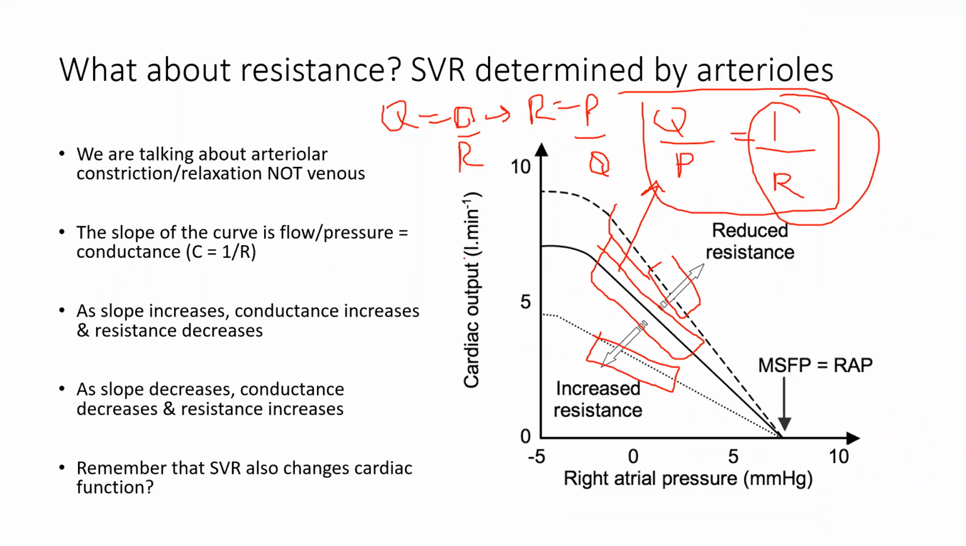So the output over the pressure is the conductance, which is inversely proportional to resistance. So if I increase the slope of the curve, I am increasing conductance. If I'm increasing conductance, I'm decreasing resistance. If I'm decreasing the slope of the curve, I'm decreasing conductance and I'm increasing resistance.